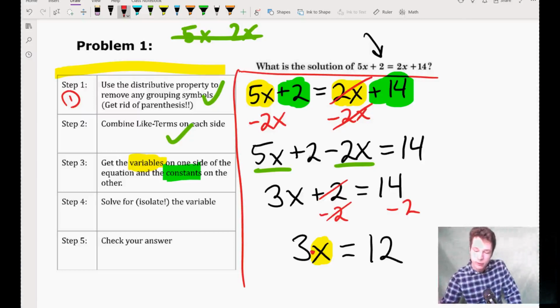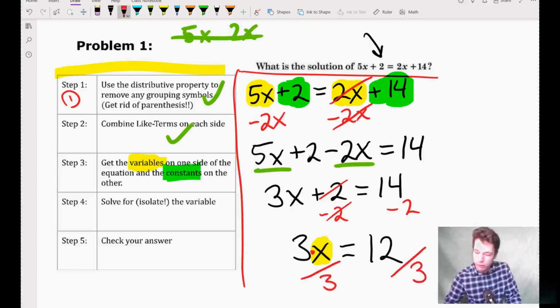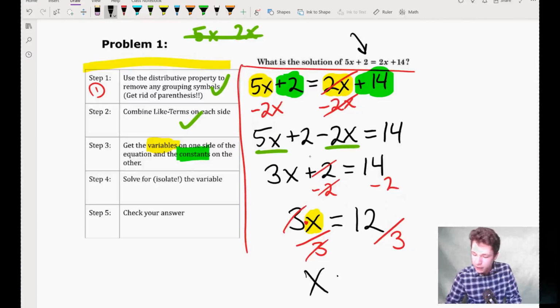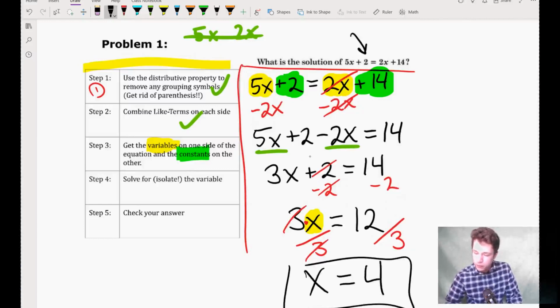Right here I have 3 times x. 3 times x is multiplication, which means that the inverse operation that I need to use is division. So we're going to divide both sides by 3, and that should get rid of the 3 there. Here I have x equals 12 divided by 3 is 4. Okay, I'm going to box off my answer, but you should be doing this in pencil.